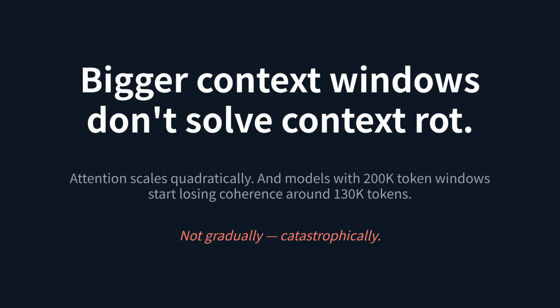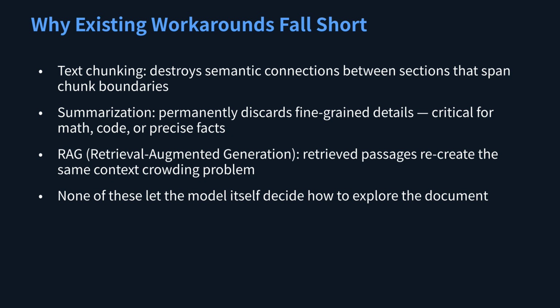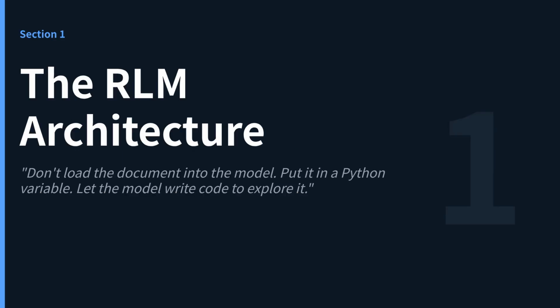Not gradually, but abruptly. The workarounds people have tried, text chunking, summarization, retrieval augmented generation, all come with significant trade-offs. Chunking destroys the semantic connections between sections. Summarization loses fine-grained details that might matter later. And stuffing retrieved passages back into the context just recreates the same crowding problem. What none of these approaches do is let the model itself decide how to explore the document. That's exactly what recursive language models do.